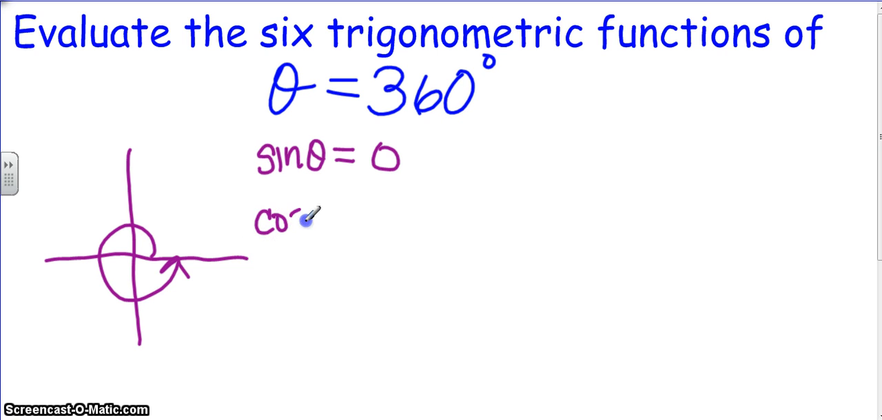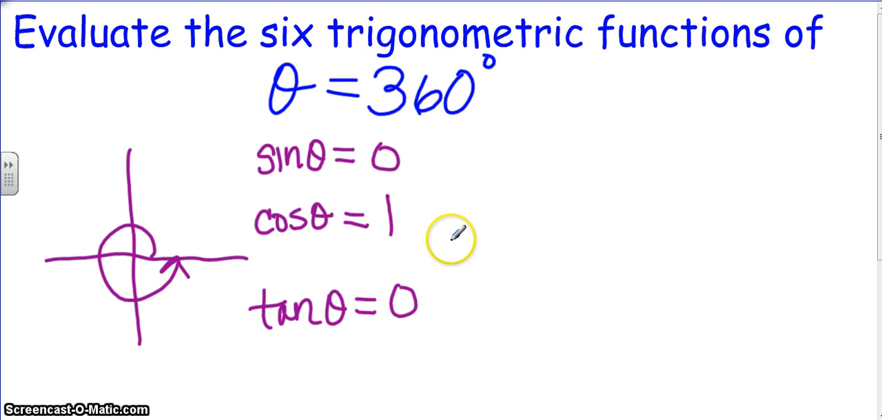My cosine is going to be x over r. So wherever I am on this axis, x and r are going to be the same number. Exactly the same number. So any number over itself will give me 1. The tangent of theta is y over x. So if I think of it as y over x, y is going to be 0 anywhere on this positive x-axis, and x would be positive, so I'm going to have 0. Or I could also think of it as tangent is sine over cosine, so 0 divided by 1 is 0.